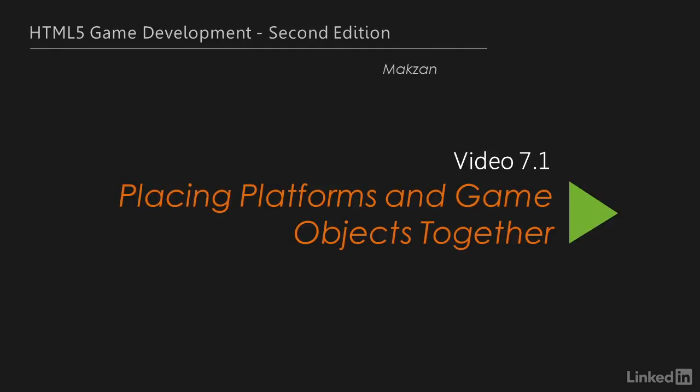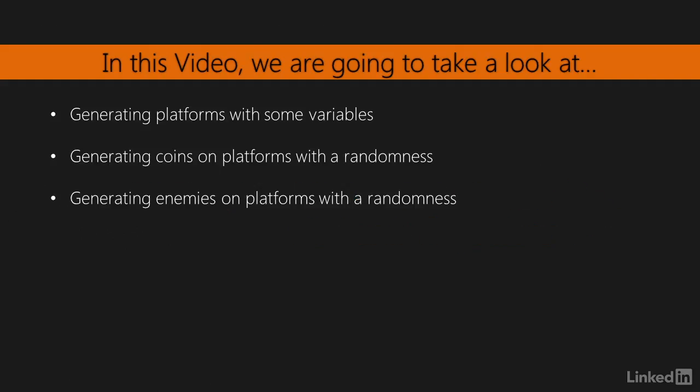Let's get started on the first video of the section. In this video, we place platforms and game objects together. We use for loops to generate platforms, coins, and enemies. The platform's placement has randomness variables. The coins and enemies have a chance to be on the platforms.